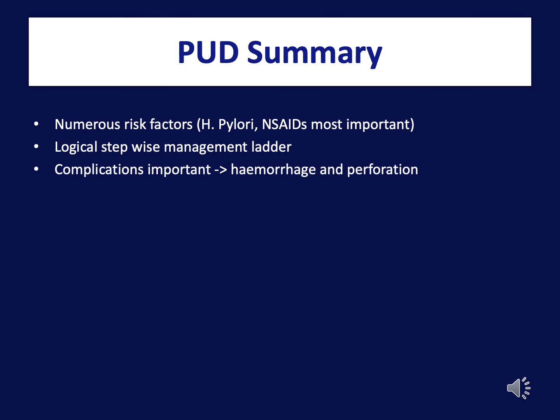So, to summarize peptic ulcer disease, there are numerous causes, and you need to know how to classify them. Infection, H. pylori, and medication, NSAIDs, are the most common. There's a logical stepwise management ladder, both in an elective setting or in an emergency setting from its complications. The two most important complications to know about are hemorrhage, normally from a posterior duodenal ulcer, or perforation.